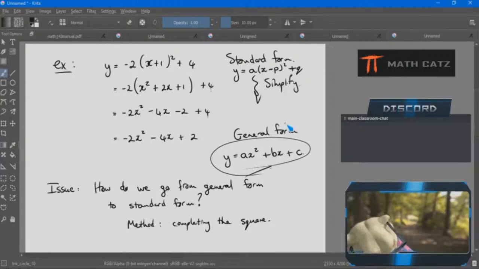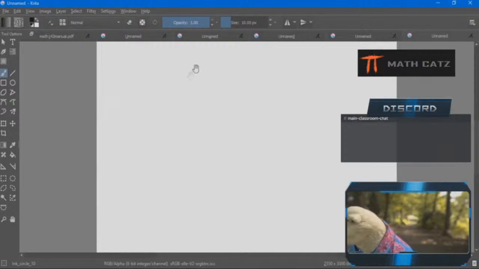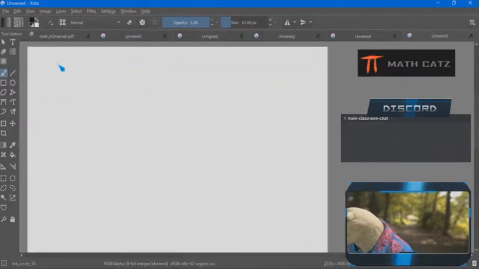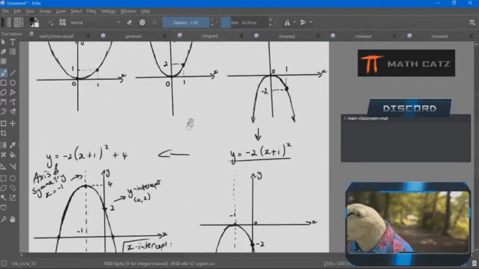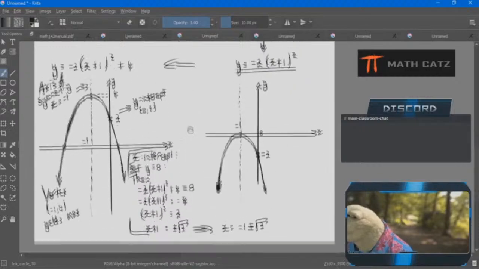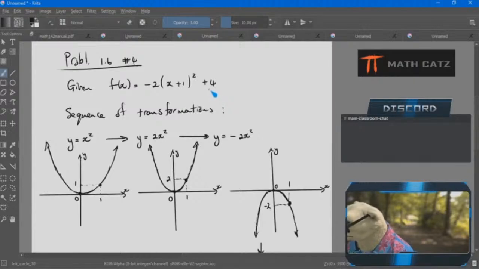I have 1.6, number 3 as the one I want to do. Oops, that one. All right. So there's no issue if I'm able to get it in standard form, right? Because then I just do exactly the same as number 4. I make my sequence of transformations. I see how the graph changes every time. The x and the y intercepts are pretty easy. Everything's great if I have it in that standard form.